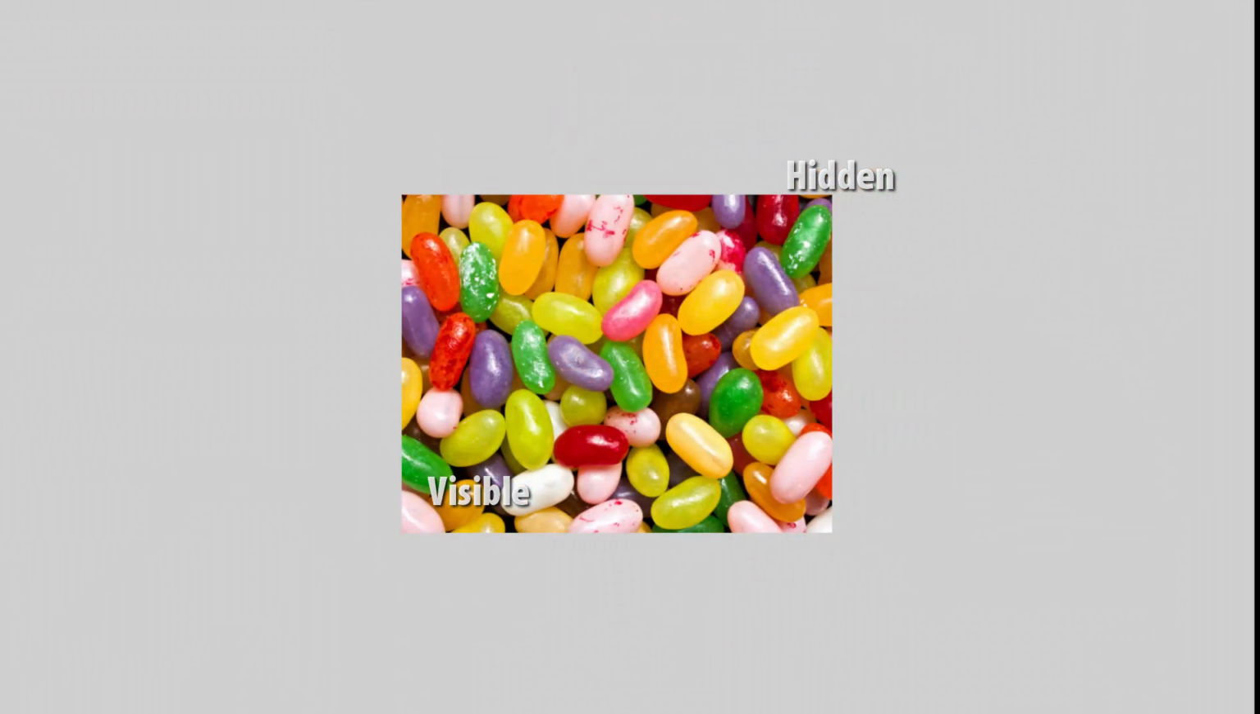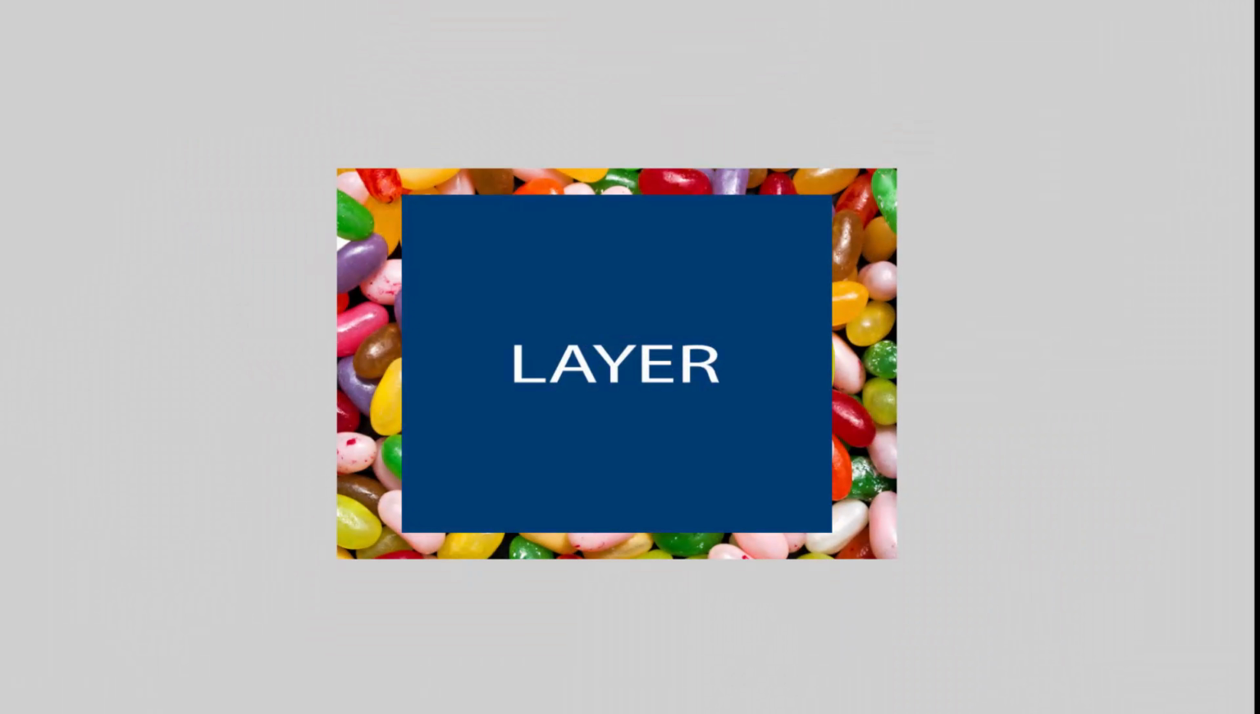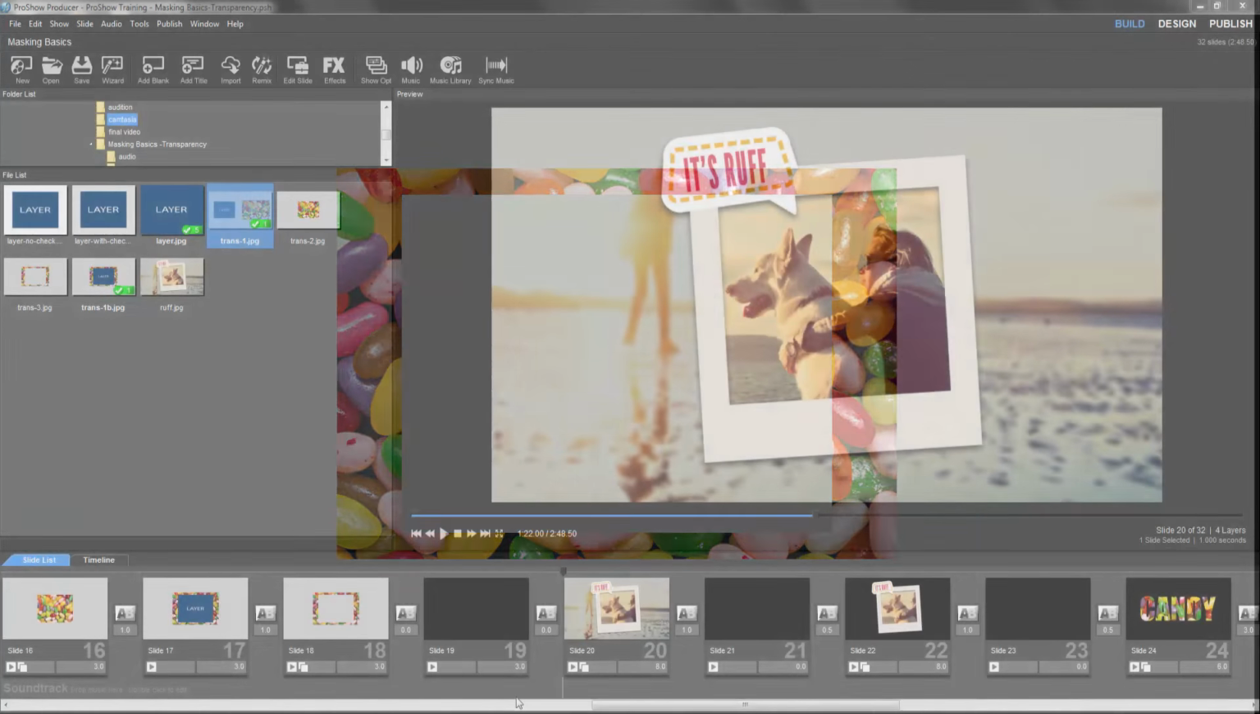We can also do the opposite. We can invert the transparency mask to conceal everything covered by the mask, making everything outside of the mask visible like this. Let's take a look at a couple of examples of how transparency masks can be used.